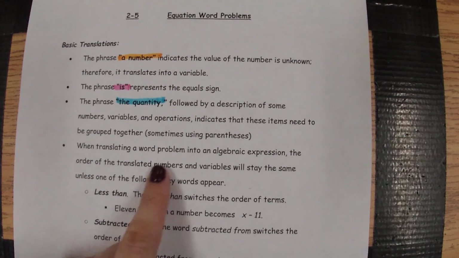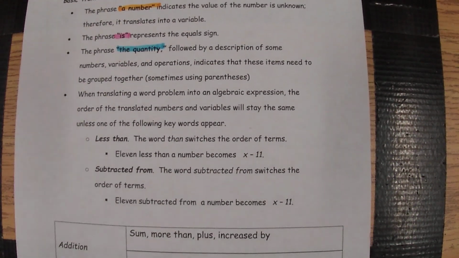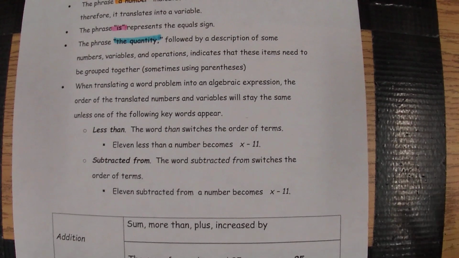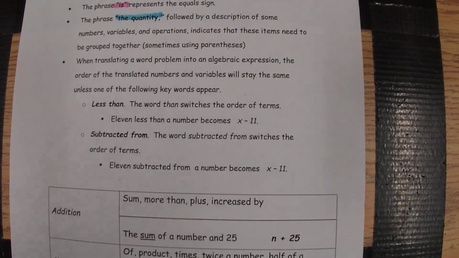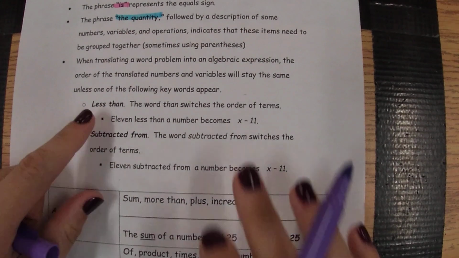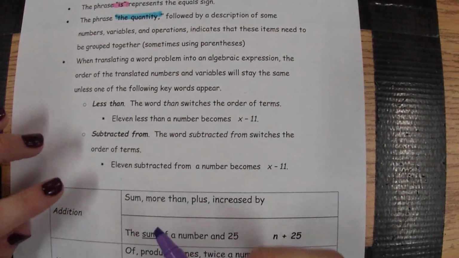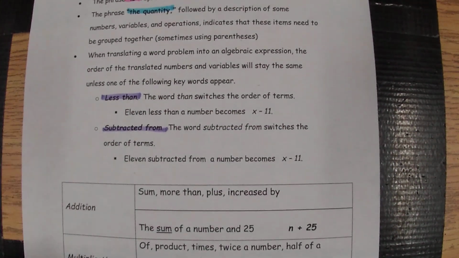Now, when we're translating a word problem, the order of the translated equation that we're writing is going to be in the same order that we read it. So if we read a number, we'll write down a variable. If we read is, we'll write an equal sign. But there's two situations that force us to change the order. Okay, so we need to change the order if we read less than or if we read subtracted from.